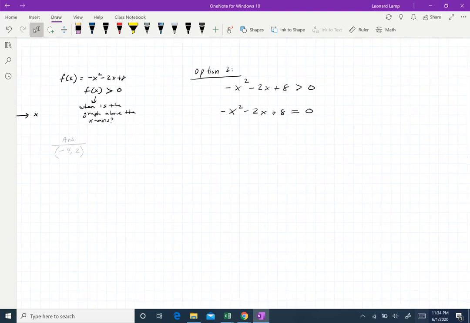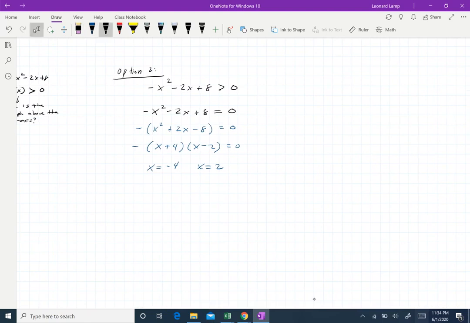So again, we're going to do the same thing. Just to show you the steps one more time, factor out a negative to begin with: x squared plus 2x minus 8 equals 0. This would be x plus 4, x minus 2 equals 0, and then we found those numbers to be -4 and +2.